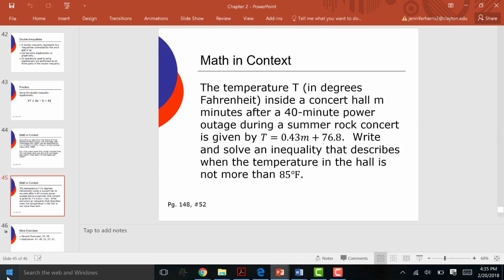Divide both sides by 0.43. I need a calculator. 8.2 divided by 0.43 is 19.069. Okay? And this is minutes. When? After 40 minutes, after the 40-minute outage.